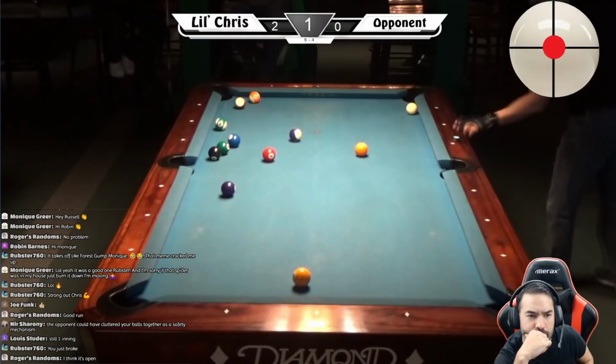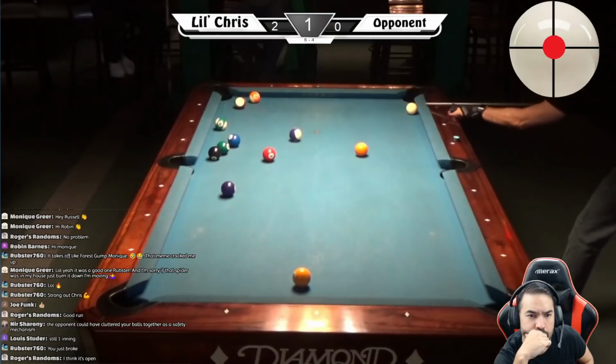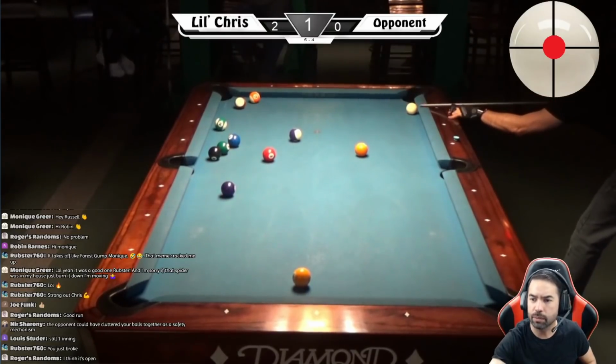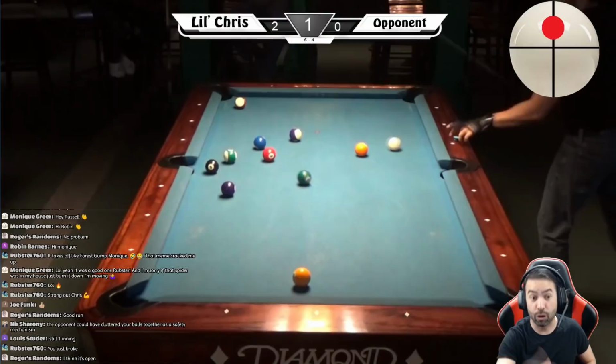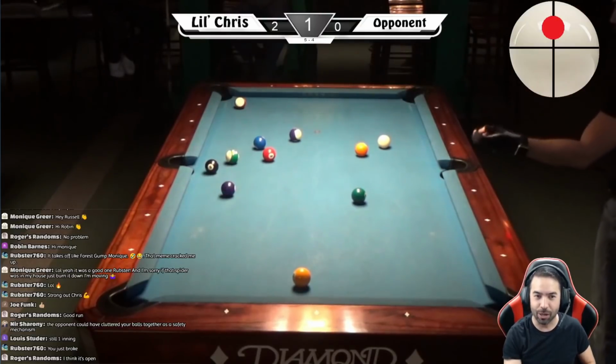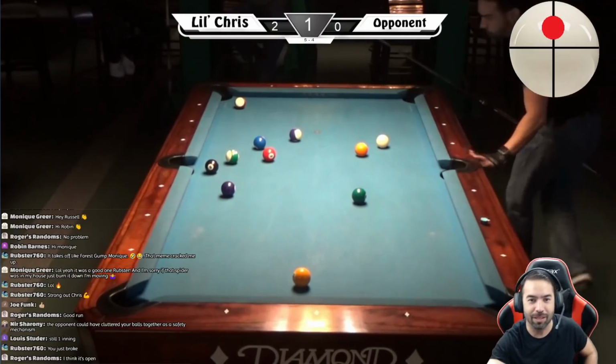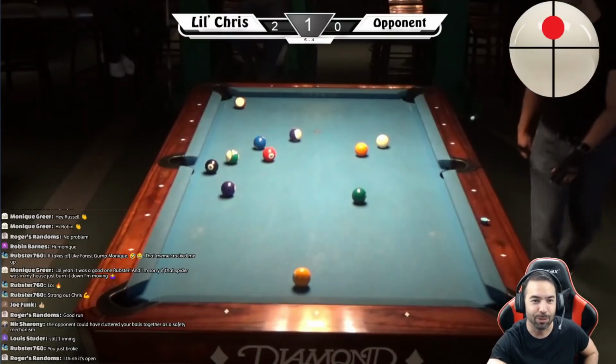Do I play the 13? Looks like I'm playing the 13 with topspin. Yeah, I tried to open the 8-ball up, and I did manage to open the 8-ball up, but I also managed to make the 2, which would have sucked.